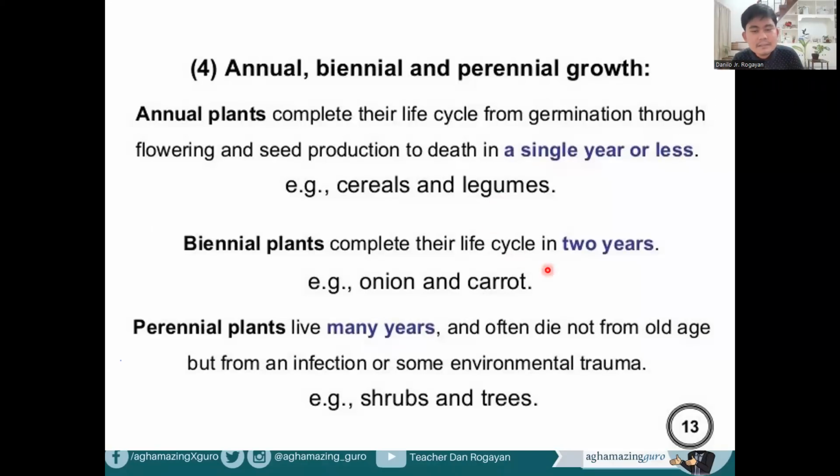Okay? Biennial complete their life cycle in 2 years, like onion and carrot. So every 2 years. So bi means 2 years. Okay? Perennial, as I mentioned, longer duration. It lives many years and often die not from old age, but from an infection or some environmental trauma like shrubs and trees. Kaya nakikita niyo yung mga mangga natin, even how many years, they still thriving, still surviving. So we can consider them as perennial. Okay, annual, biennial, and perennial.